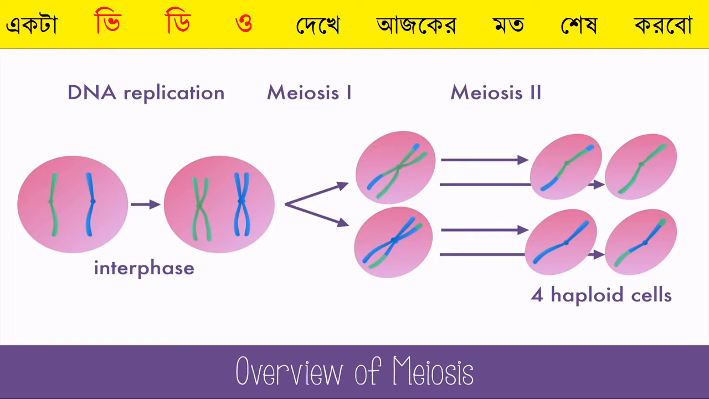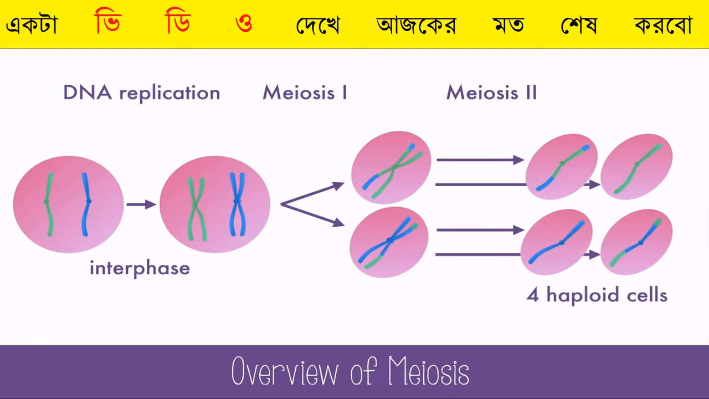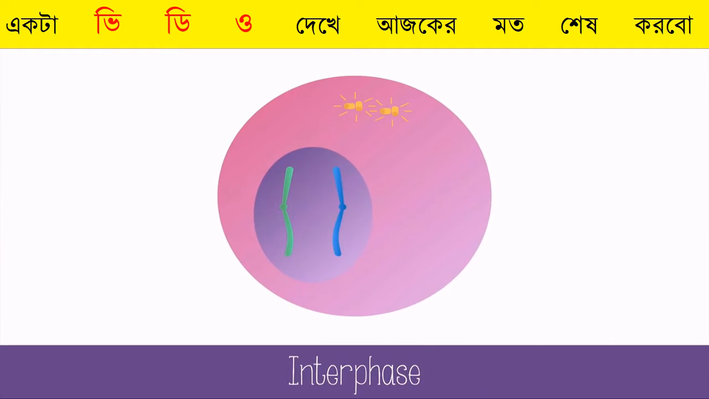Let's look at this process step by step in more detail. During interphase, the DNA is replicated in preparation for meiosis 1. The chromosomes aren't actually visible yet, but I'm showing them as chromosomes here so that it's easier to see that we'll follow a pair of homologous chromosomes through the process. The first step of meiosis 1 is prophase 1.